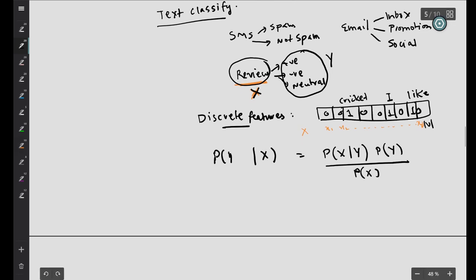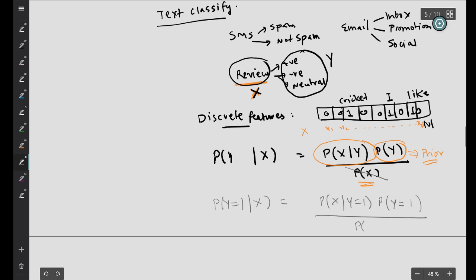This value we will compute from our training data. This is the prior probability: out of all the reviews, what percentage of reviews are positive or what percentage of reviews are negative. And P of X is the total probability of X. You can also ignore this term, because when you compute it for a particular class, P of y equals 1 given X equals P of X given y equals 1 into p of y equals 1 divided by p of x.